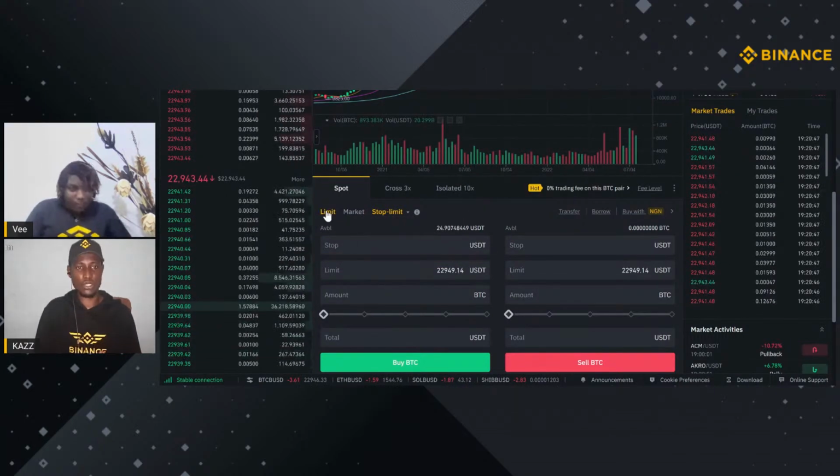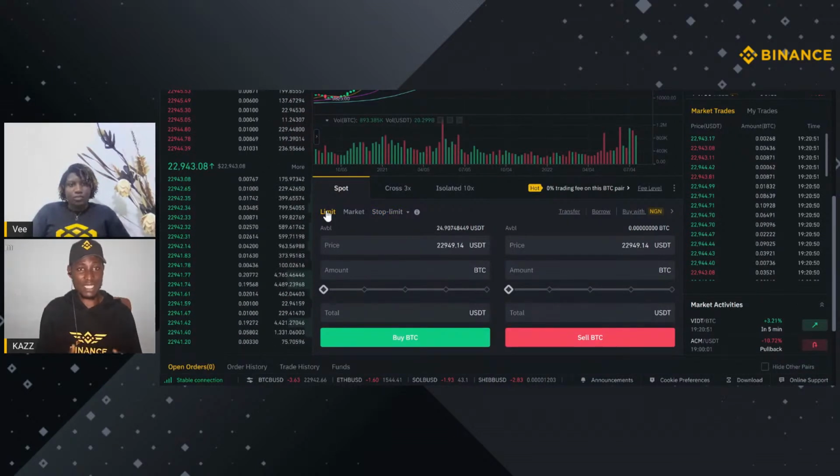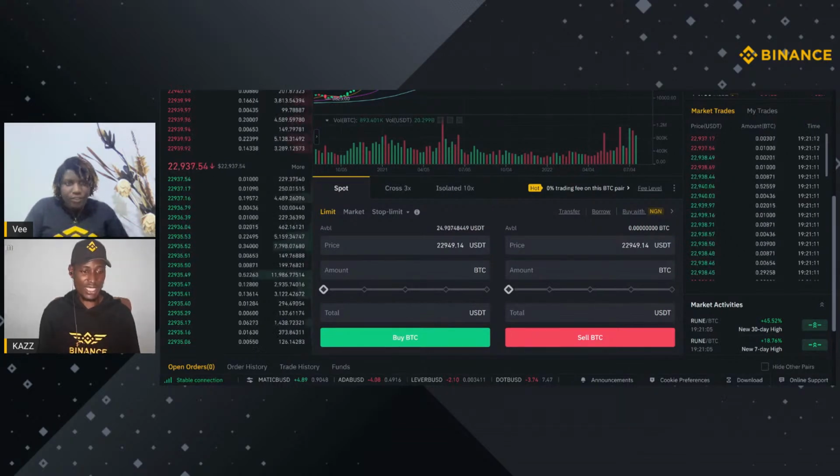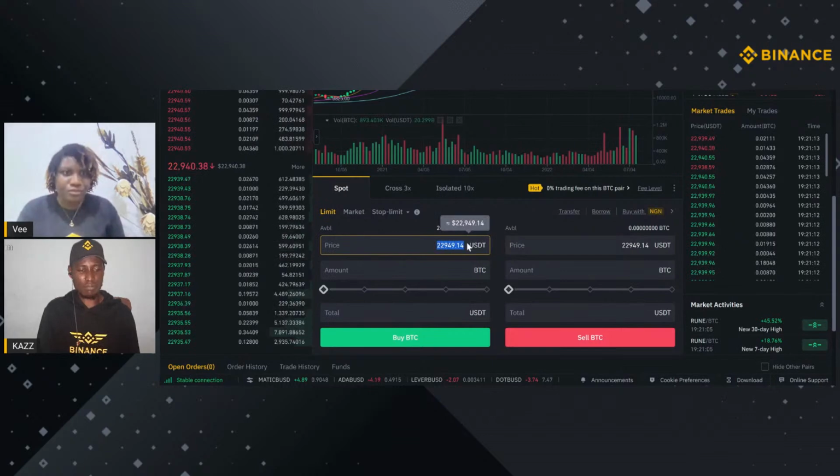So for the first one, I want to demonstrate the limit order type. Just like as explained, the limit order type works in a way that you set the limit price at which you want to buy an asset. So when the market price reaches that limit price, that is when your order gets executed. Now let's look at this. Bitcoin now is trading around 22,900 USDT. I want to buy Bitcoin when it drops below that price, at, let's say, 21,000 USDT.